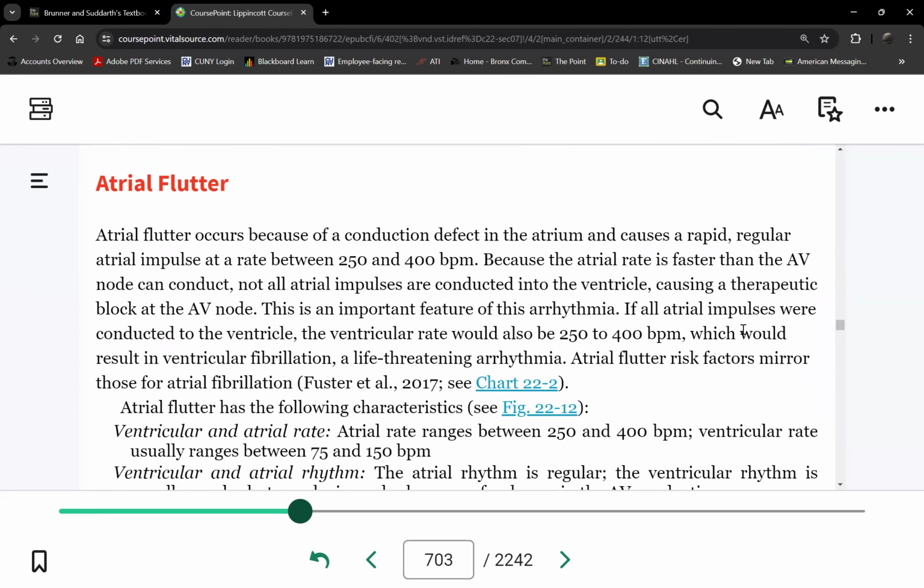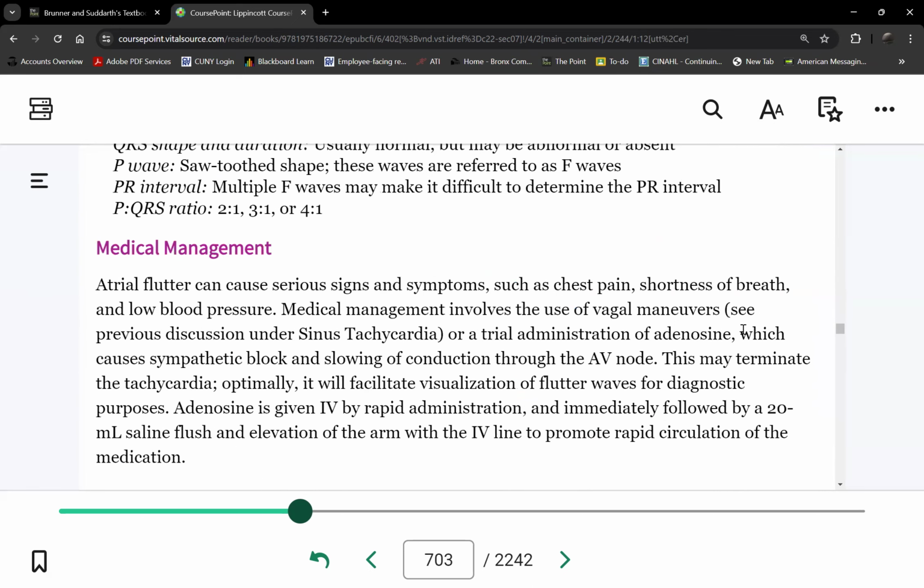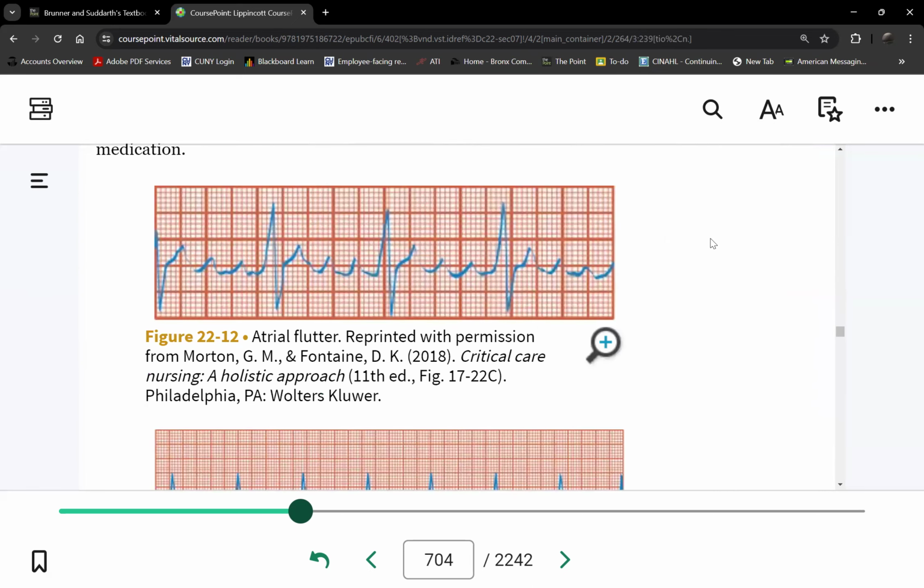Okay, so here's aflutter. So long story short, it looks like this. It looks more regular, more uniform compared to AFib. AFib was very irregular, no pattern to it. This one has a pattern. So you see it's very regular, correct? So you see sawtooth waves here. So we have here 1, 2, 3. These are not P waves. Okay? These are sawtooth waves.